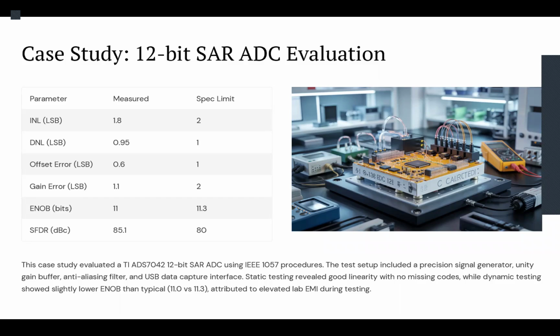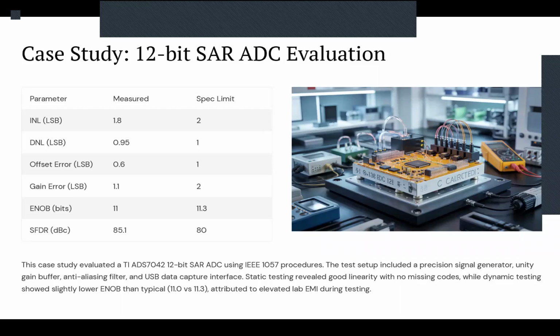Now, this small drop in ENOB, the effective number of bits, basically shows elevated electromagnetic interference in the lab environment. It shows the importance of environmental control. If we have a more controlled environment, that parameter would likely meet or exceed the typical value.